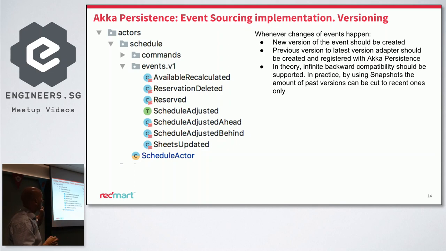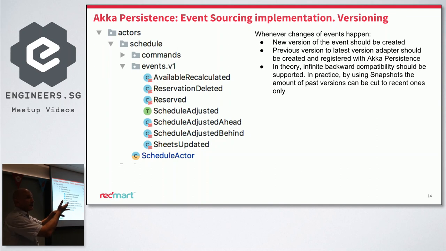But in this case, we went with the simplest approach. We just name everything we store as V1. It's also a valid approach, so it's the simplest one. So whenever we want to change something, we have to create V2 and provide the adapter. This is a pattern for event sourcing: when you see the old version, you now have a new version. So the adapter must be applied from the previous version to the current one.